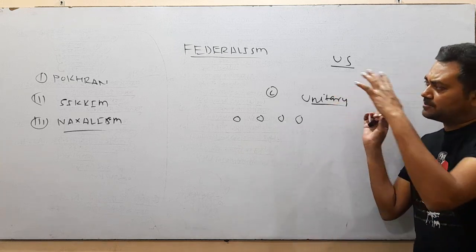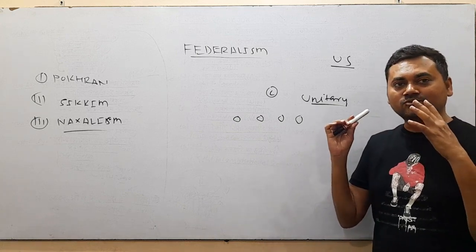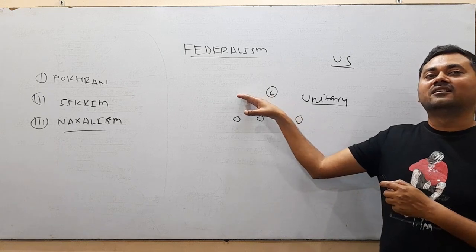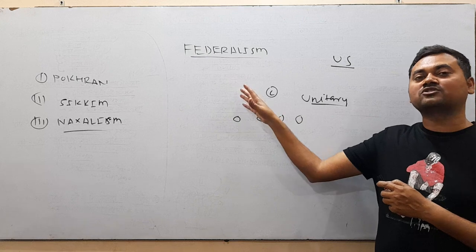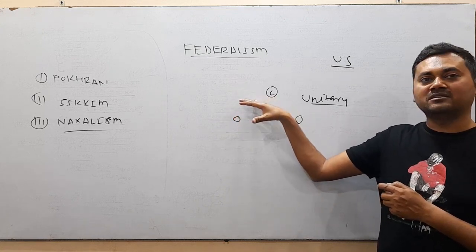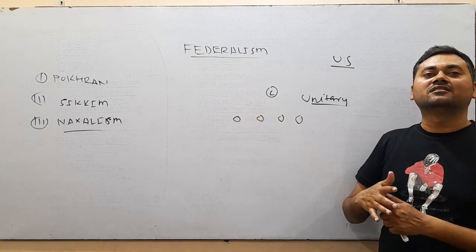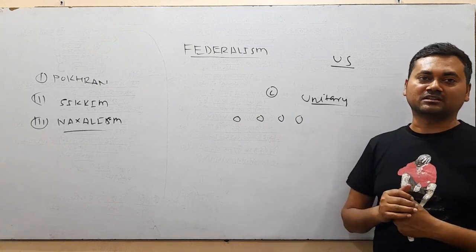So the simplest meaning of federalism is that the center gives powers to the state, or you can say the constitution of that country distributes the power between the center and the states, so that both can work in an equilibrium position.